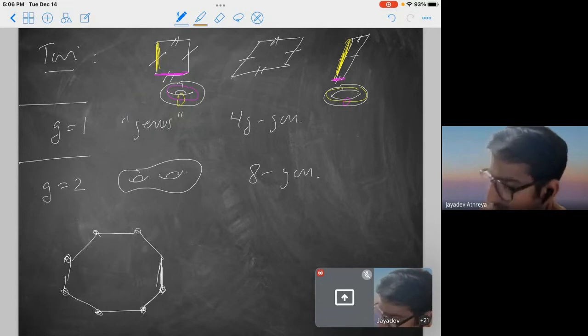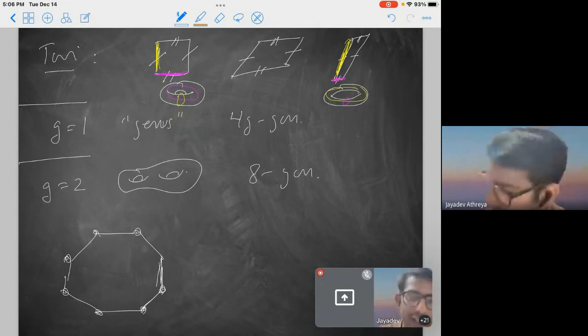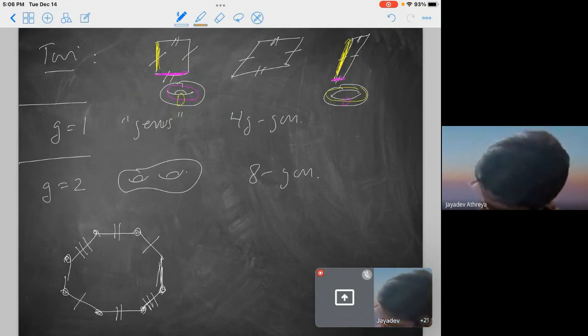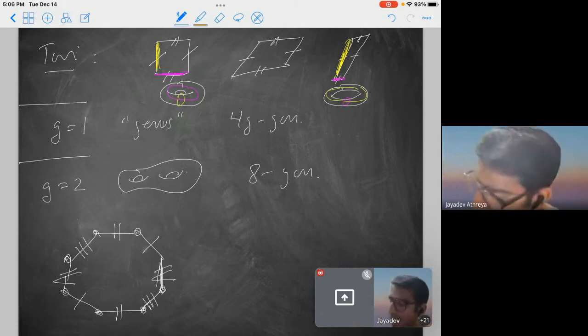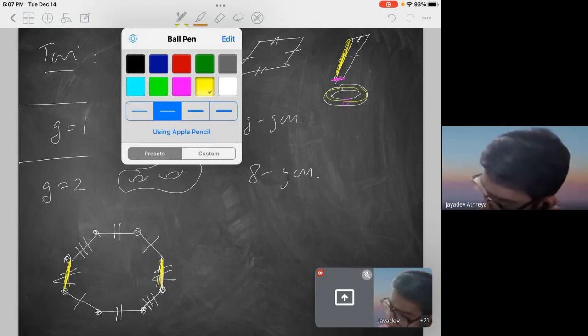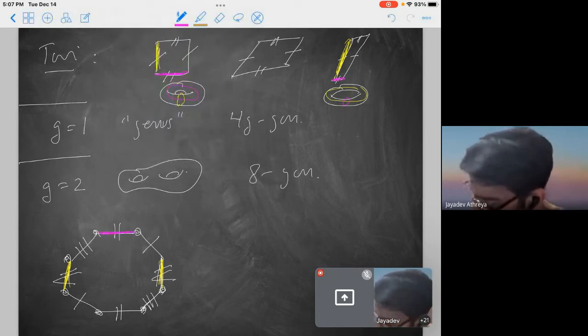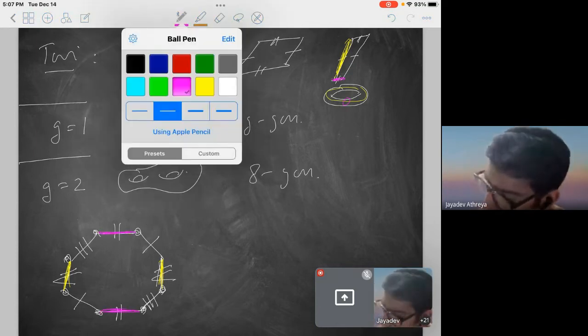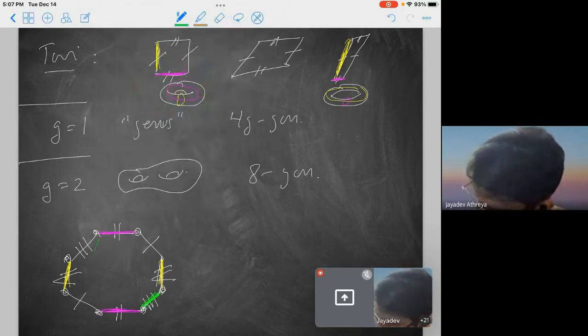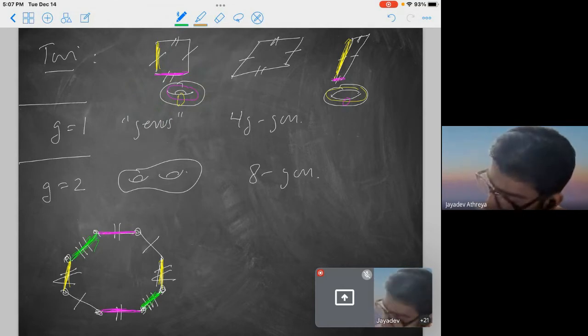What I'm going to do is identify the opposite sides. So maybe this side is identified to this side, this to this, this to this, and this is the fourth side, and this is the fourth side. I could also use some colors. Maybe this side is yellow, and maybe this side is pink here. And then maybe this side is green, and this side is blue.